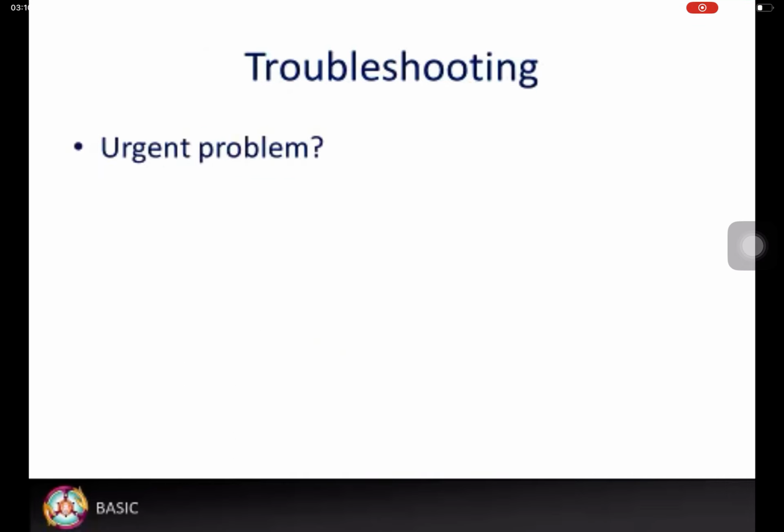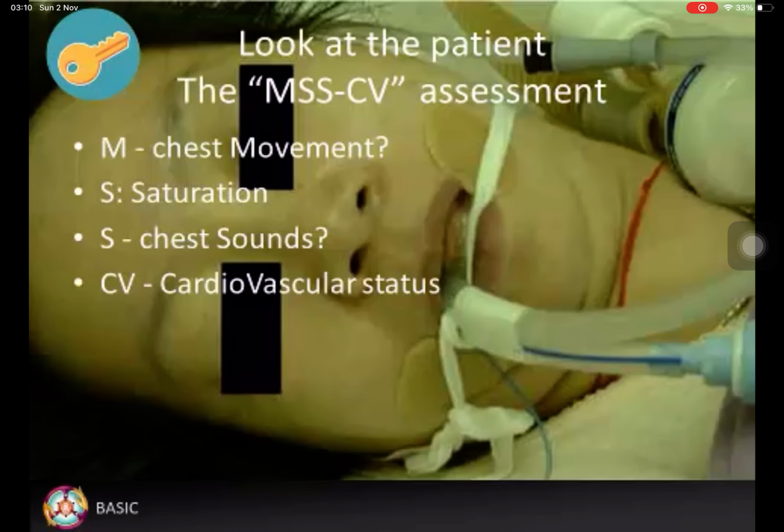Before talking about specific ventilator problems, I want to outline the approach to troubleshooting mechanical ventilation. As with all ICU problems, one of the first priorities is to determine the urgency of the situation and to determine if the patient requires immediate resuscitation. Look at the patient and check chest movement. Is it moving and is it symmetrical? Saturation, breath sounds, and cardiovascular status.